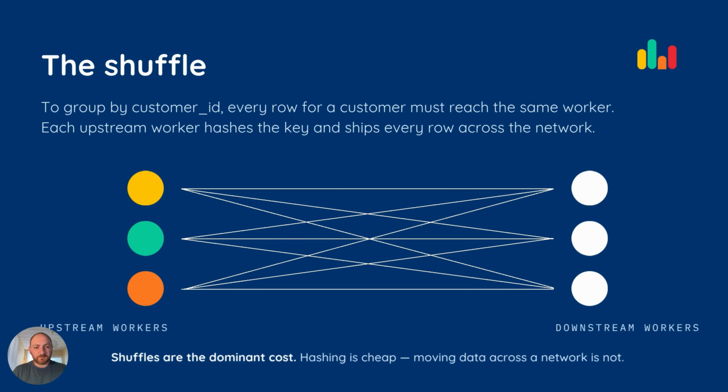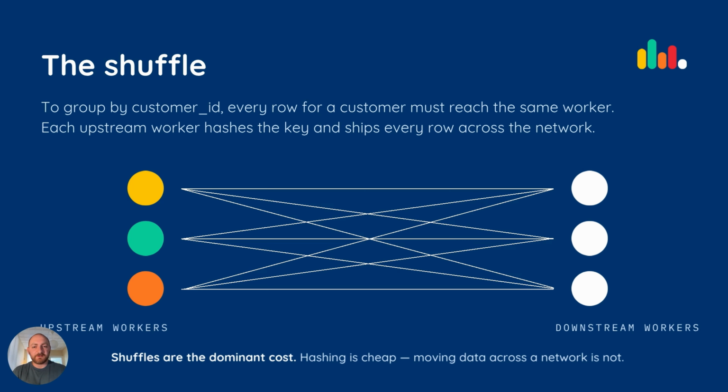It's called a shuffle. Here's the problem it solves. Say stage 0 reads 10 billion rows across 1,000 workers, and the next stage needs to group them by customer ID. All the rows for a given customer are scattered across those 1,000 workers, but to aggregate them, they need to end up on the same worker. So every upstream worker hashes the grouping key of each row, and based on that hash, sends the row to a specific downstream worker. 1,000 senders, each shipping data to every receiver.